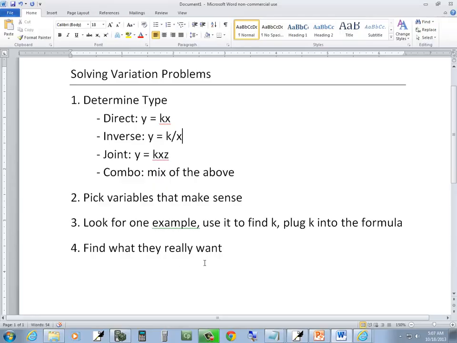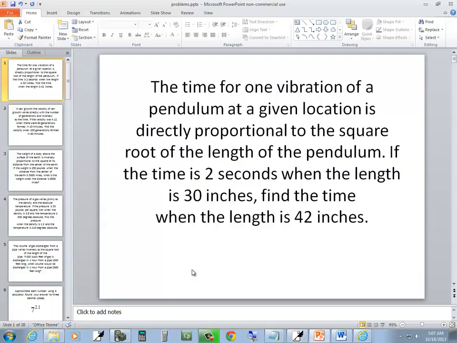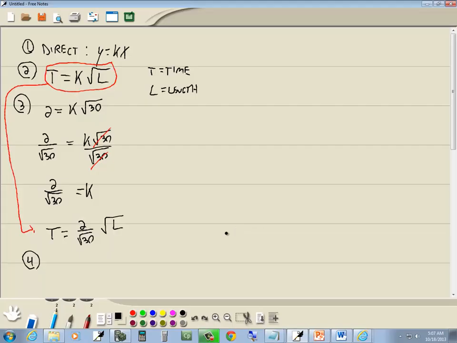Step 4, find what they really want. It says find a time, so find T when the length is 42. So we got T is equal to 2 over square root of 30 times the square root of 42.